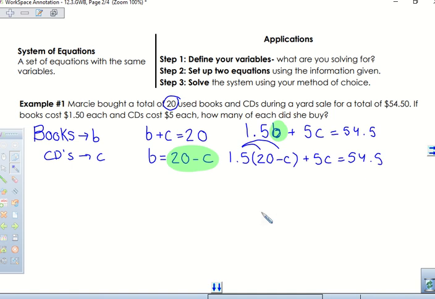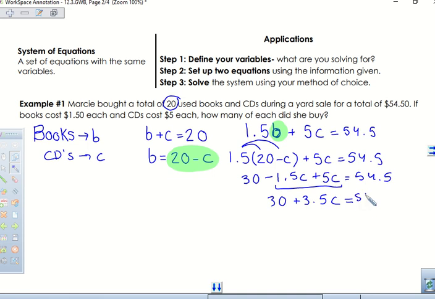I'm going to use the distributive property here. I'm going to get 30 minus 1.5C plus 5C is equal to 54.5. I'm going to combine like terms here, so that gives me 30 plus 3.5C is equal to 54.5. I subtract 30 on both sides, which gives me 3.5C equals 24.5. And when I divide, I get 7. So your number of CDs is 7.